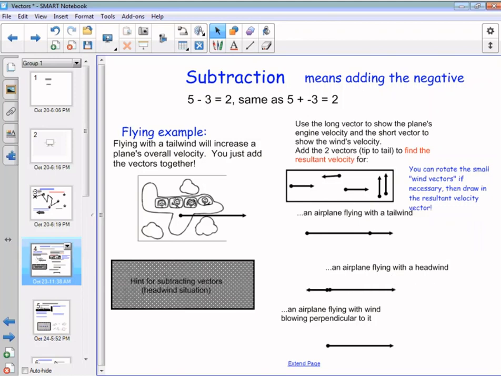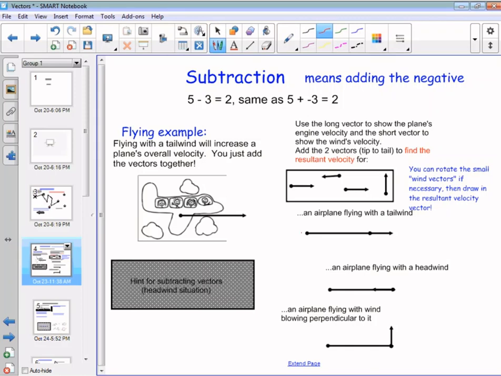Tip to tail, right? Tip to tail, not tip to tip. No. When we said no earlier, we meant it. Just put the tail on the tip. There you go. Over just a tad. Hey, there we are. Okay, and then an airplane flying with wind blowing perpendicular to its... Yay, look at that. That was a smooth one. Well done, sir. Yay. So what are the resultants going to be?